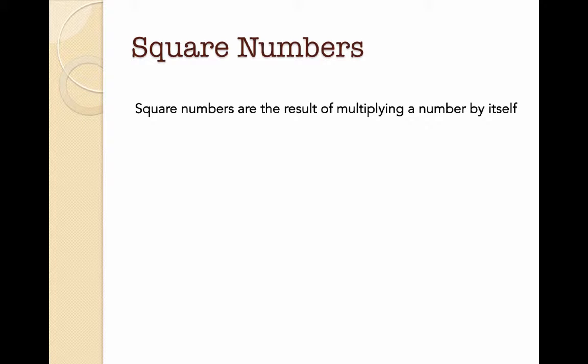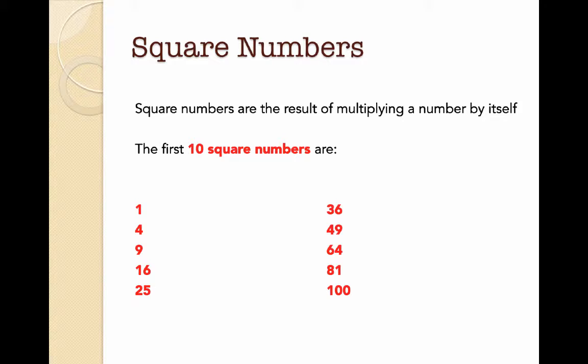Square numbers are the result of multiplying a number by itself. For example, the first 10 square numbers are 1, 4, 9, 16, 25, 36, 49, 64, 81 and 100. But why are they the square numbers? Well, because we get 1 by multiplying 1 by 1 and 4 by multiplying 2 by 2 and 9 by 3 by 3 and 16 by 4 by 4 and 25 by 5 by 5 and so on. The results of multiplying this number by itself gives you these red square numbers.